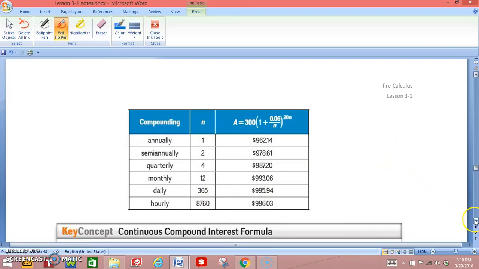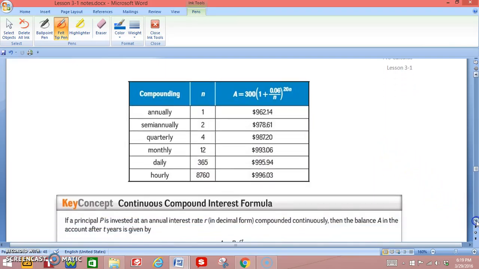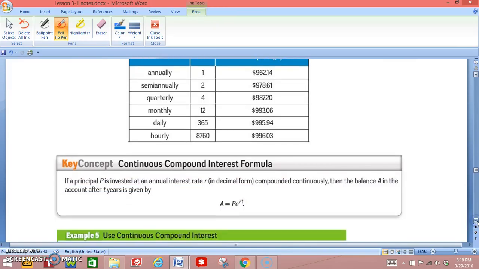Okay? So that leads us into continual compounding. Okay, and that's where we're going to use our E. So P is still going to be our principal. The interest rate, R, is still a decimal. T is the number of years. But notice there's no N because we're not compounding so many times a year. We're compounding continually. So that's why there is no N.